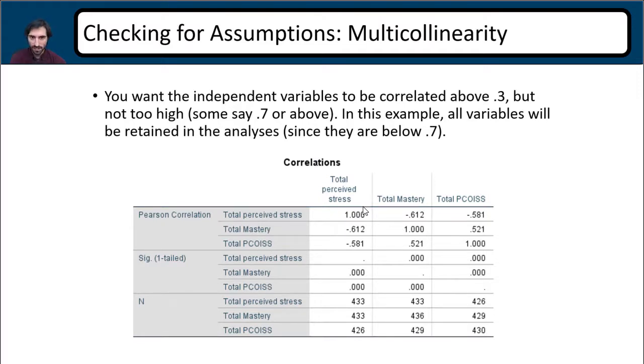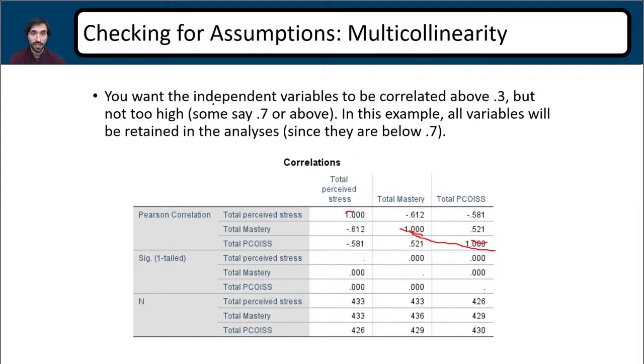And notice that this is kind of like a reflection. So you can draw a line actually right here. Notice that this is 1, this is 1, and this is 1. And then this is 0.521, this is 0.521. So they're the same thing. You're actually only looking at 3 numbers here because it's the same thing over here, because we're correlating each of the variables to one another.